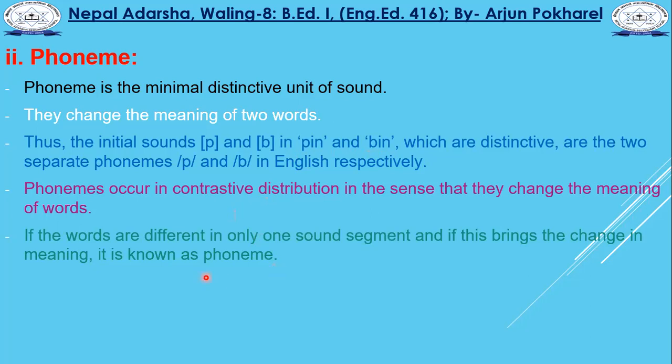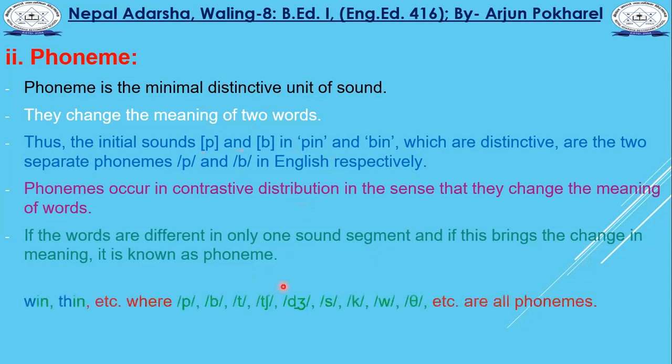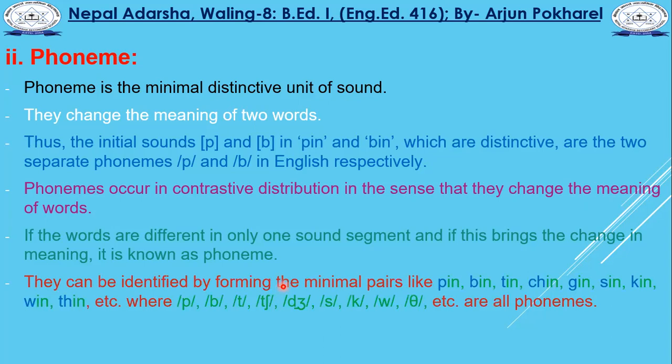Now, in another way you can say, if the words are different in only one sound segment, and if this brings a change in meaning, it is known as a phoneme. Only one sound segment is changed. Here in pin, we have changed /p/ to /b/, and the word is bin. This has brought the change in meaning, so it is known as a phoneme. That's why these sounds /p/ and /b/ are phonemes here. And they can also be identified by forming minimal pairs.